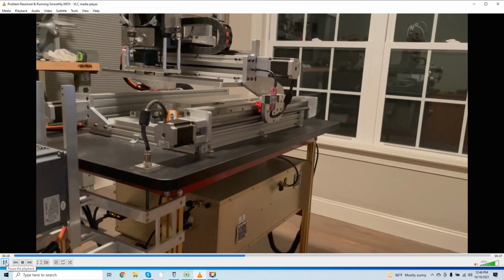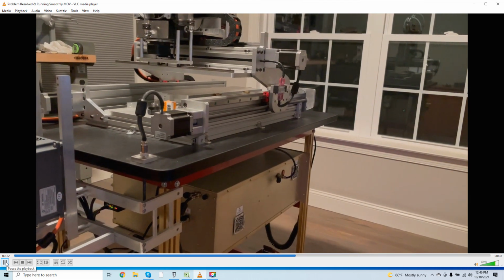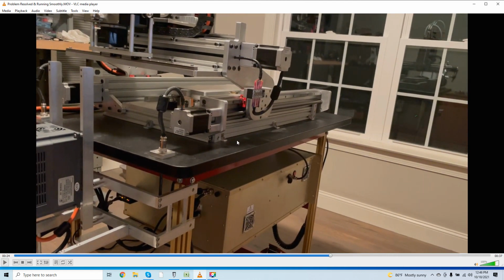Tremendous difference. Runs perfectly. Tremendous difference in the linearity. And now you guys understand what you should be looking for.